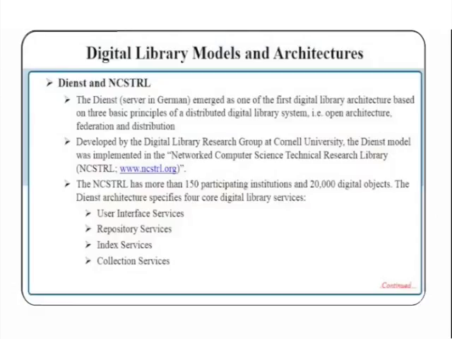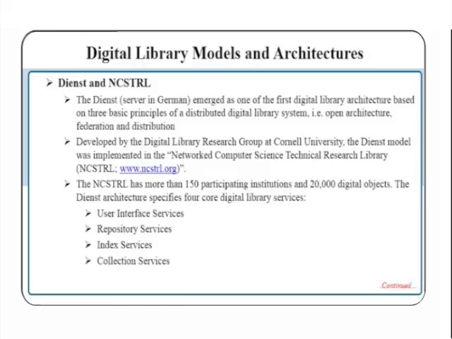The DIENST, which is the German word for service, emerged as one of the first digital library architectures based on three basic principles of distributed digital library systems: open architecture, federation, and distribution. It was developed by the Digital Library Research Group at Cornell University. The DIENST model was implemented in the Networked Computer Science Technical Research Library, available at www.ncstrl.org. The NCSTRL has more than 150 participating institutes and 20,000 digital objects.